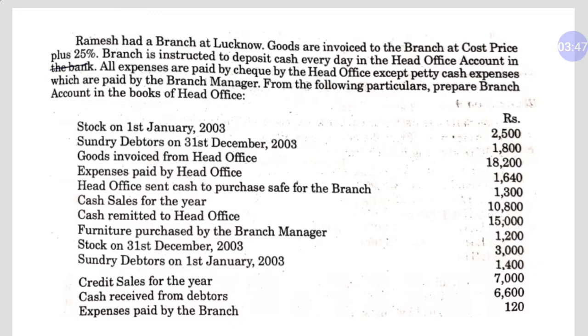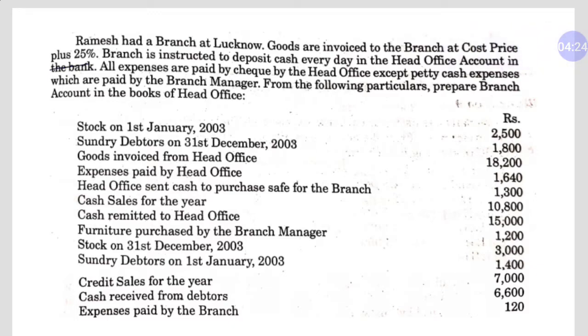So we will utilize this figure in order to find out the amount of cash received from debtors or the amount of closing debtors if we require to make the debtors account. Cash received from debtors, it is already given in the question, it's 6,600, and expense paid by the branch, it is 120. So we will put all this information in the related accounts in order to make the branch account in the books of head office.